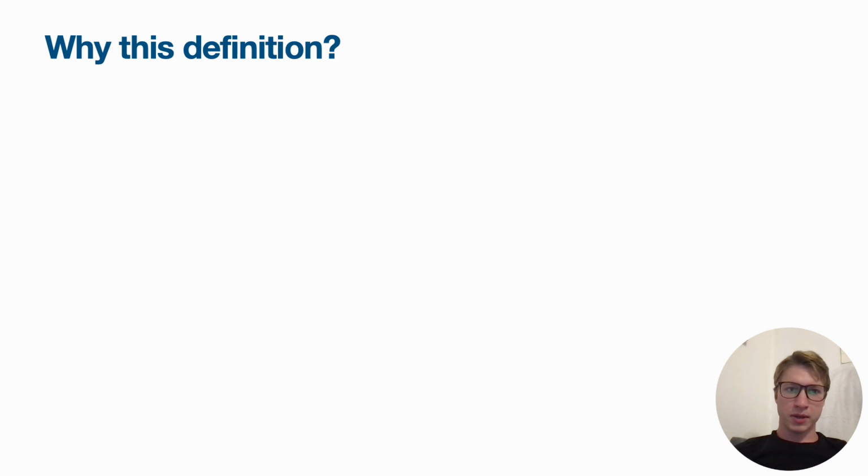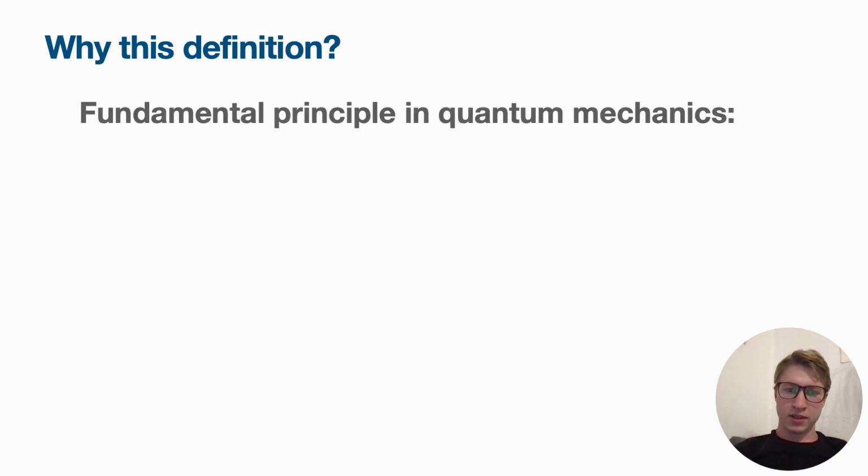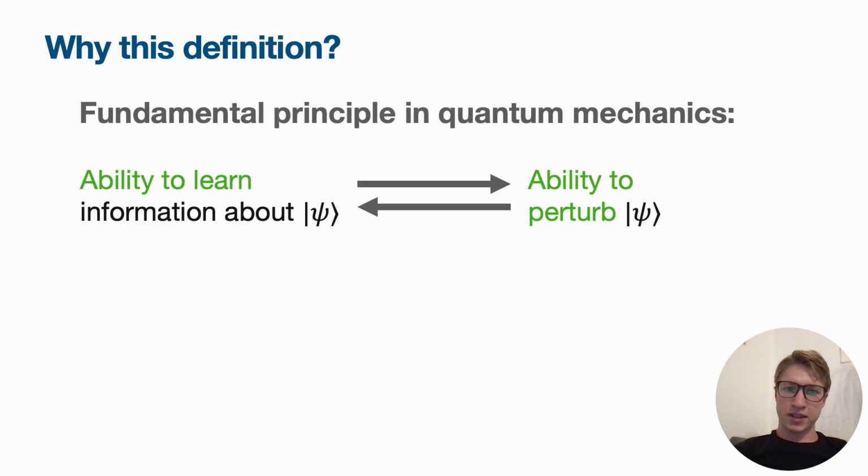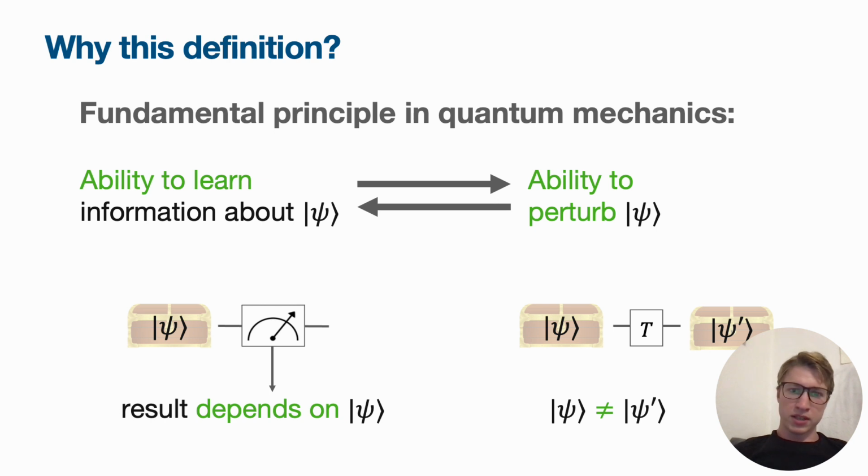The reason for this really goes back to a fundamental principle in quantum mechanics, and that is that the ability to learn about a state and the ability to perturb a state are in some sense equivalent. So imagine that we have some state which is in some way restricted from you, so maybe we're computationally bounded, or maybe we only are given part of the state or some limited physical access to the state, then if we have the ability to perform some measurement where the result of the measurement depends on the state, then we have the ability to implement some operation which will change the underlying state, and vice versa.